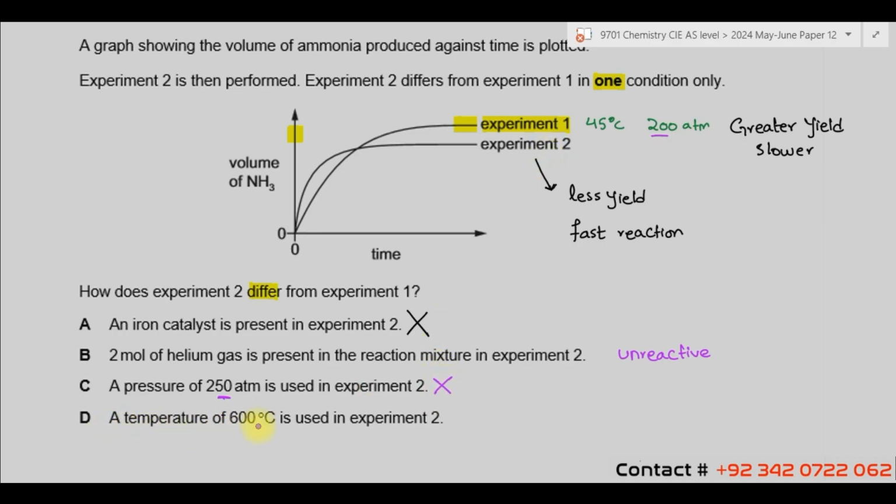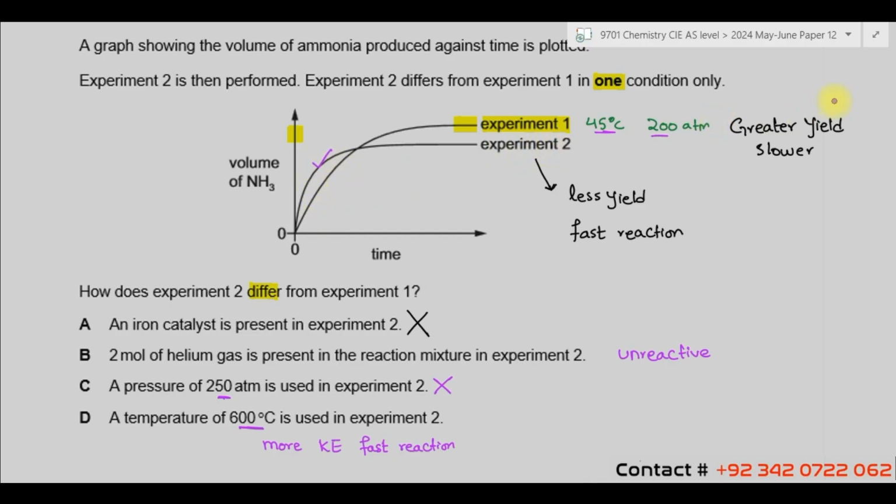Part D, a temperature of 600 degrees Celsius is used in experiment 2. Alright, let's see what temperature does. So we had 45 degrees Celsius in experiment 1. Now in experiment 2, we have 600 degrees Celsius. So higher temperature means we have more kinetic energy and faster reaction. So it will be more steep. This part is true for higher temperature.